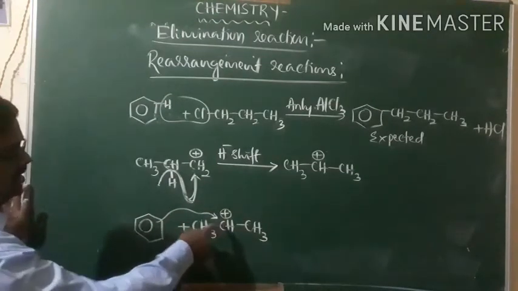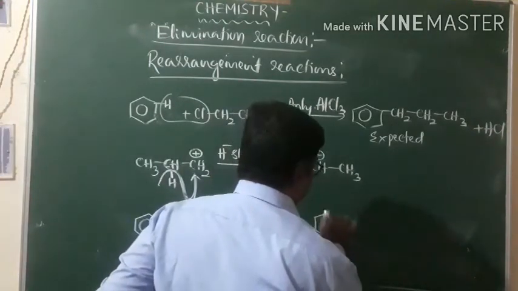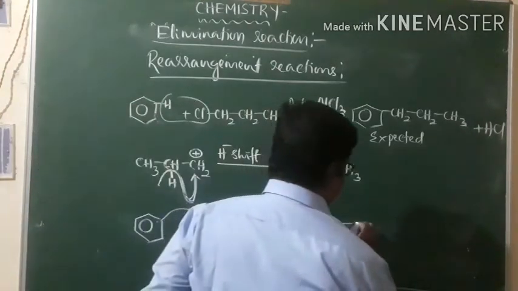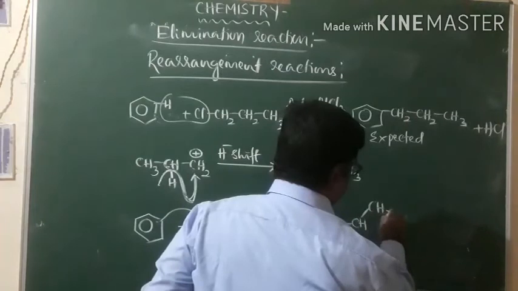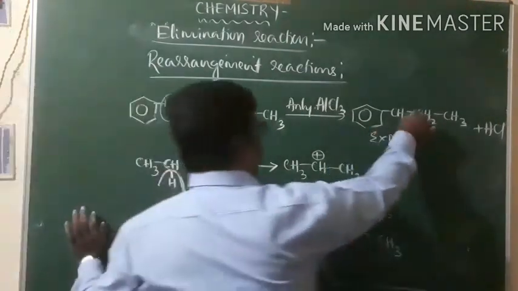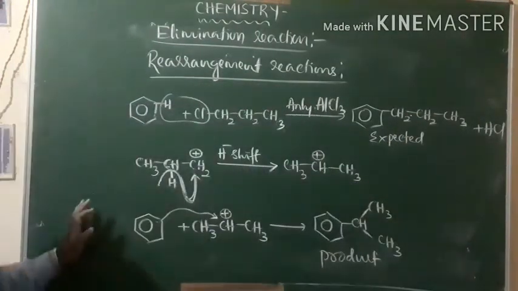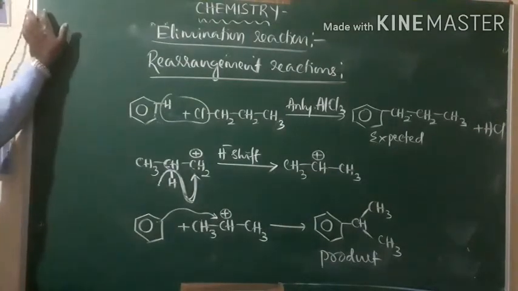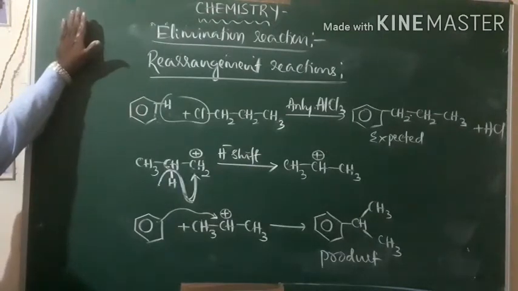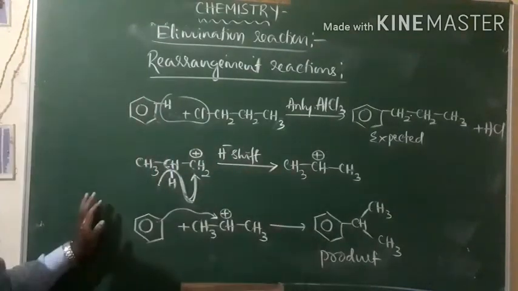This CH plus attacks the benzene ring because the benzene ring is electron rich. Then you are going to get CH connected to the benzene ring, with CH3 and CH3. This is isopropyl benzene. Look, we expected one product but the actual product is isopropyl benzene. So this is an example of a rearrangement reaction, because the carbocation undergoes rearrangement.